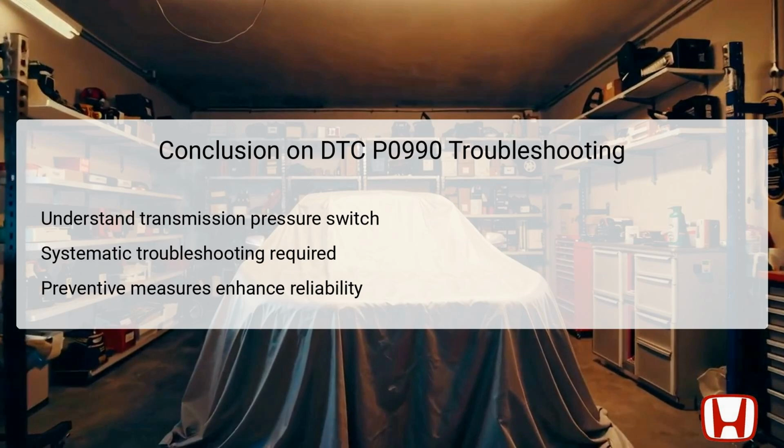Systematic troubleshooting, as outlined, allows for precise identification and rectification of issues that may arise. By following the steps in a methodical manner, technicians can diagnose the fault effectively and implement necessary repairs. Additionally, being proactive with preventive maintenance measures can significantly enhance the longevity of the transmission system, reducing the chances of encountering similar issues in the future. Staying informed about these components, their functions, and potential failure points ensures a smooth driving experience for all Honda Pilot owners.